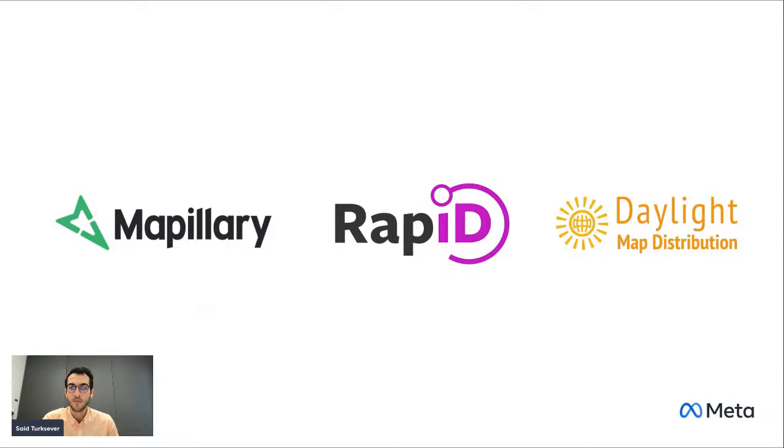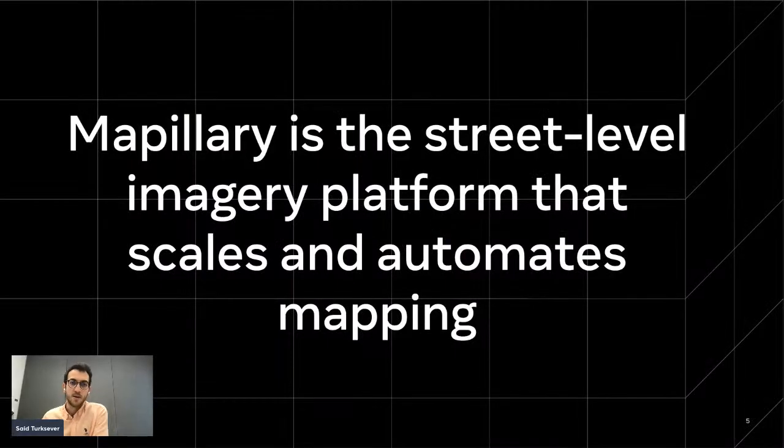Meta also takes care of Mapillary, Rapid, and Daylight distribution. So we are committed to building tools for the open mapping community, as well as improving open map data. Today we will be talking about Mapillary and Rapid. Hopefully another time we can get into more detail on what Daylight is. So let's start with Mapillary.